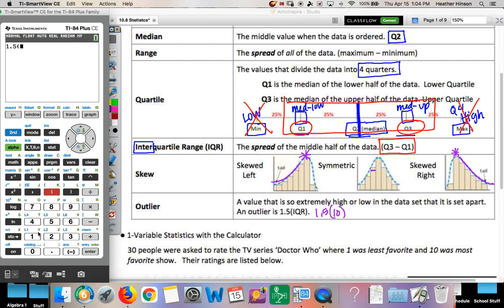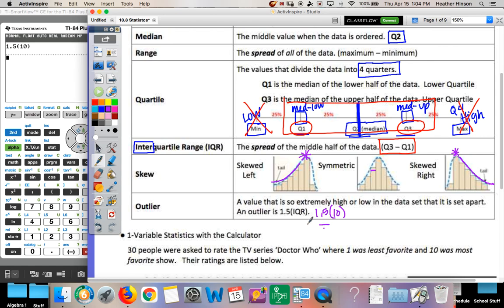So 1.5 times 10, and it would be 15, which means if you had an outlier, it's going to fall below 15 over here, and it's going to fall above 15 on this side, 15 units away from the middle. So 15 units away on the lower side and 15 units away on the upper side.